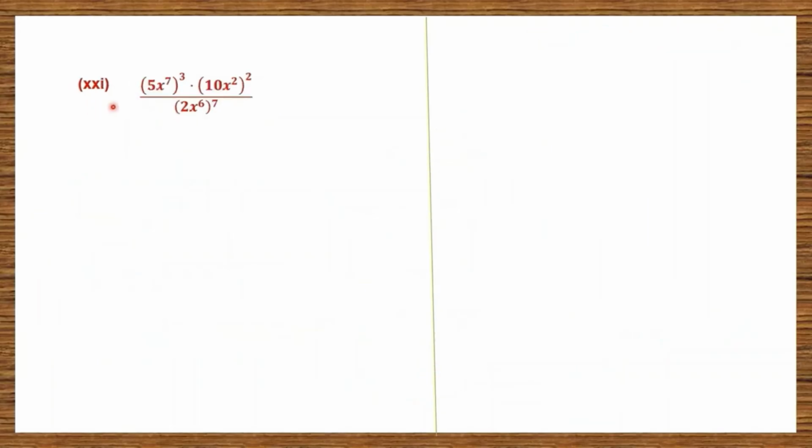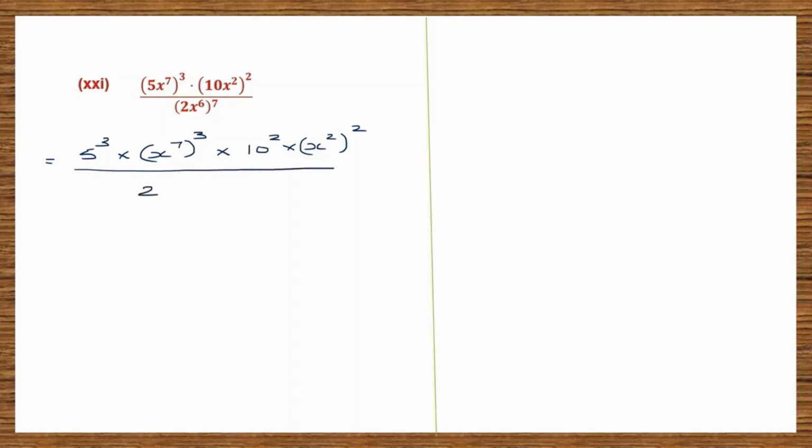Question 21. Each one is raised to the power of 3 here. So let's begin by writing 5 raised to the power of 3 into x raised to the power of 7 raised to the power of 3 into 10 raised to the power of 2 into x, which is already raised to the power of 2, is now raised to the power of 2 again. And this whole thing is now divided by 2 raised to the power of 7 into x to the power of 6 into 7.